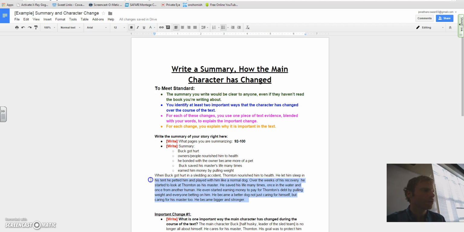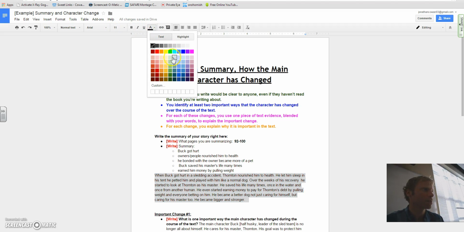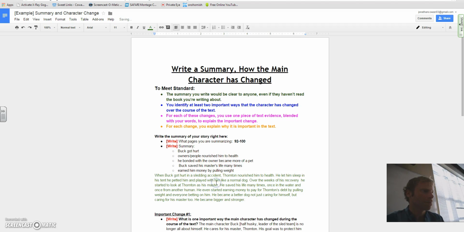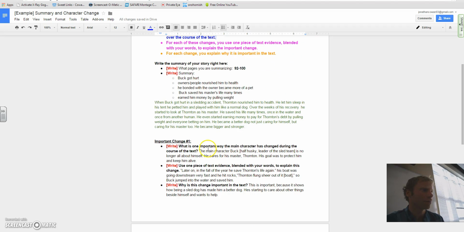This works. This doesn't have as much detail as the ones before, but they've already mentioned these characters, and so we can assume that I know who these characters are. So this person meets standard for the summary. Now, it needs that you identify at least 2 important ways that the character has changed over the course of the text. Let's take a look at it.